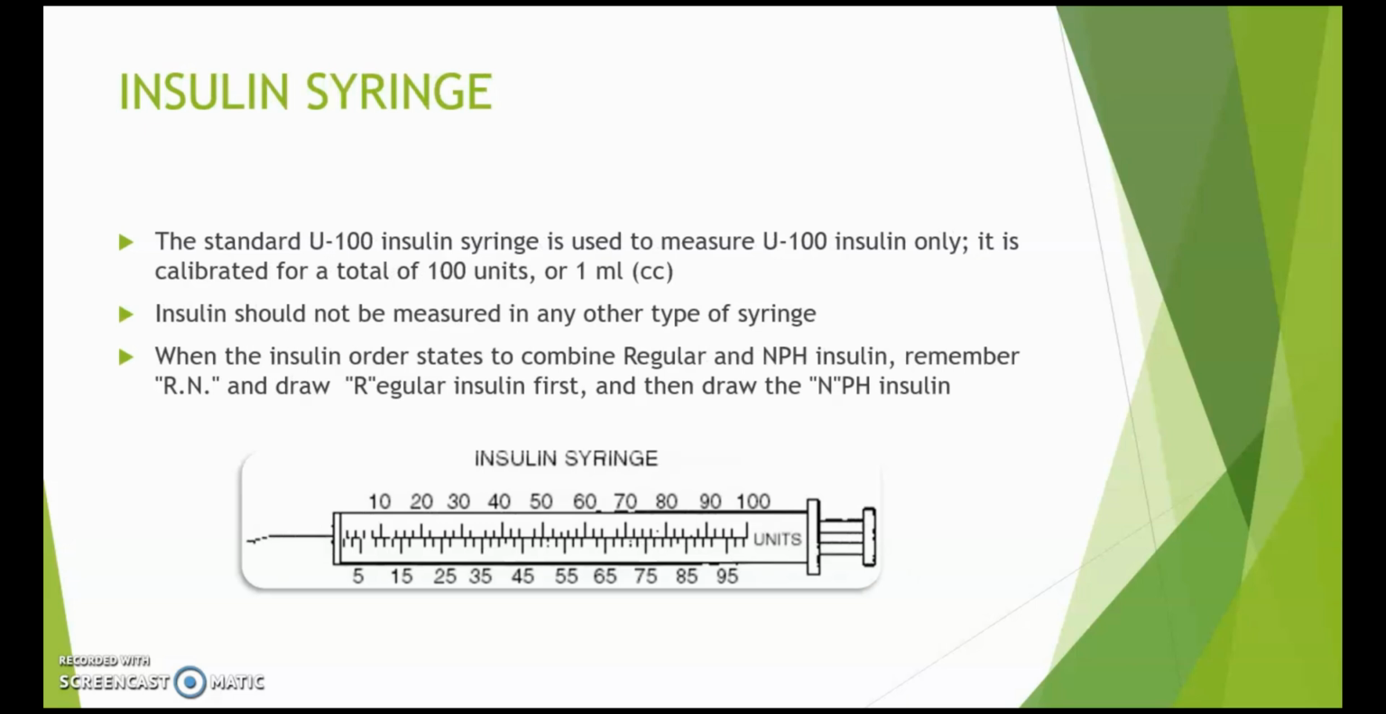Insulin syringe. The standard U-100 insulin syringe is used to measure U-100 insulin only. It is calibrated to 100 units or 1 ml. Insulin should not be measured in any other type of syringe. When the insulin order says to combine regular and NPH insulin, remember RN, and draw R for regular insulin first, and then draw the NPH insulin.